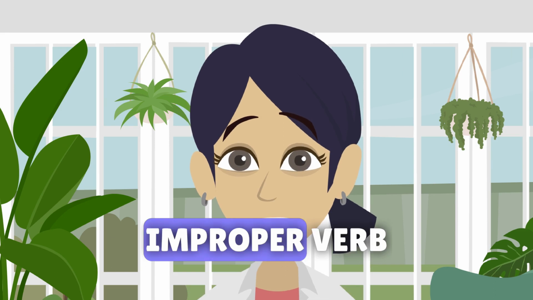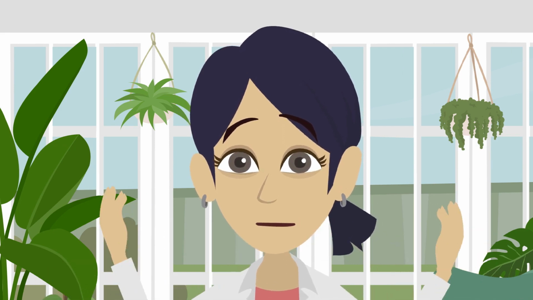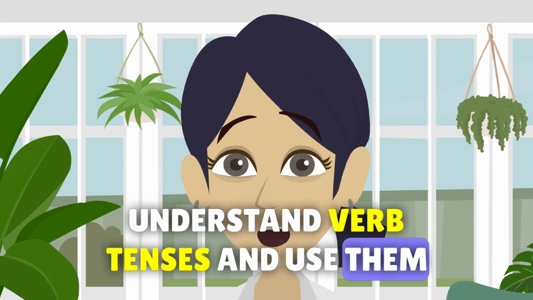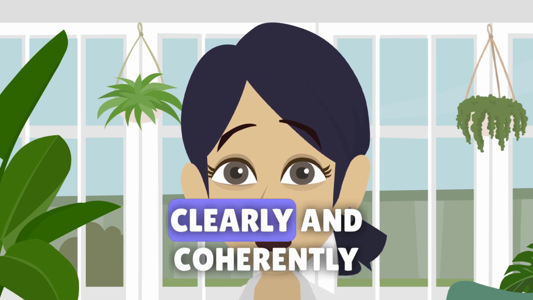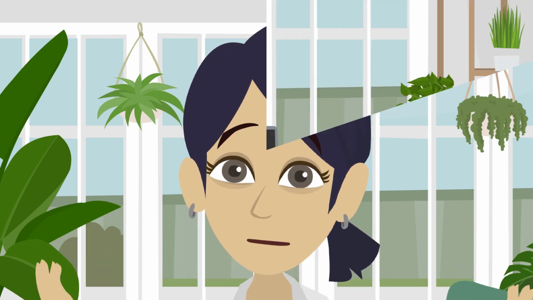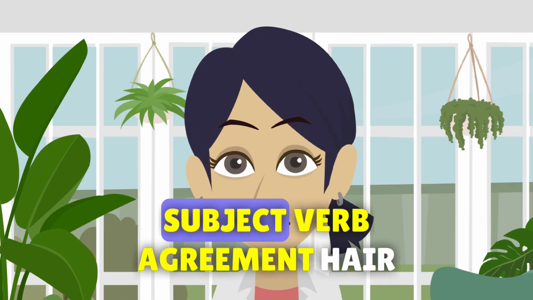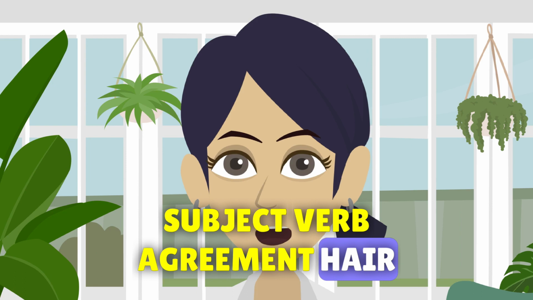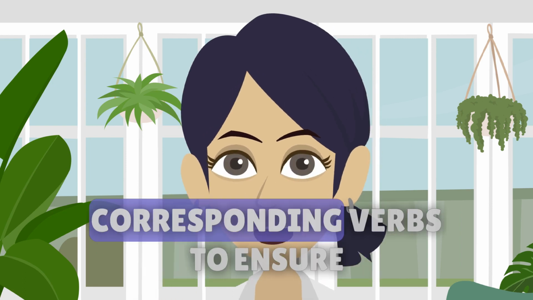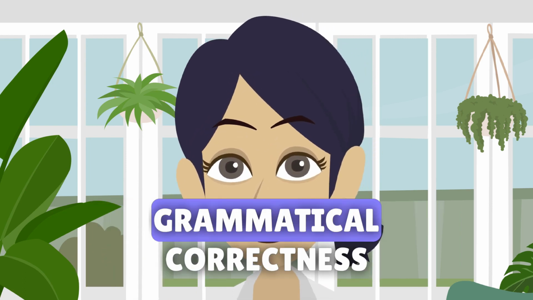Step 4. Improper verb tense usage. Understand verb tenses and use them accurately to express yourself clearly and coherently. Step 5. Subject-verb agreement. Pair singular and plural subjects with corresponding verbs to ensure grammatical correctness.